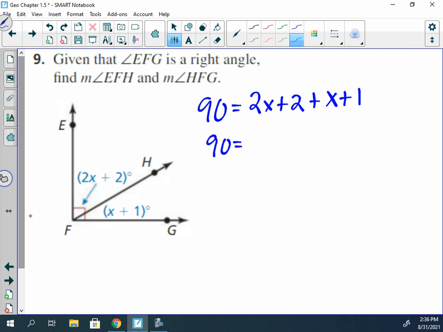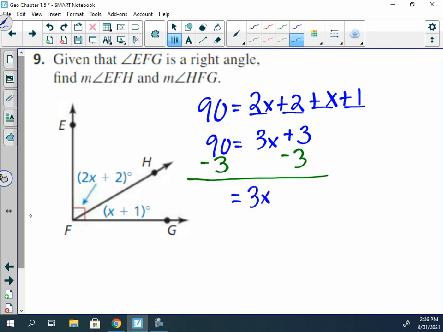Well, we can combine like terms, which would be 2x and x, which would give us 3x. And the constants 2 and 1 give us plus 3. 90 minus 3 would be 87. And then what would we do? Divide both sides by 3. And we get x is equal to?